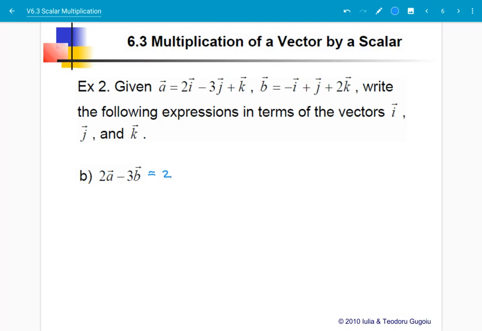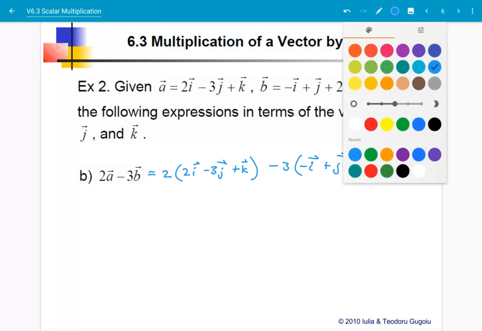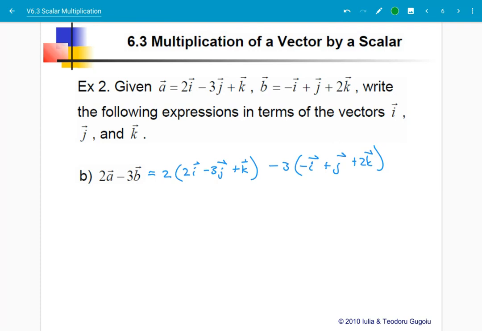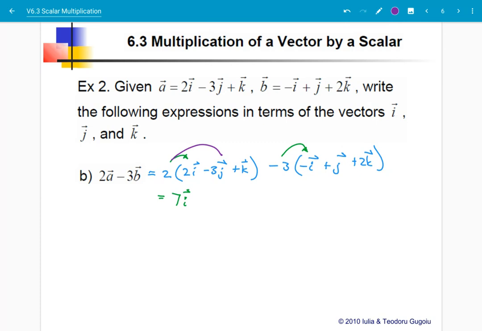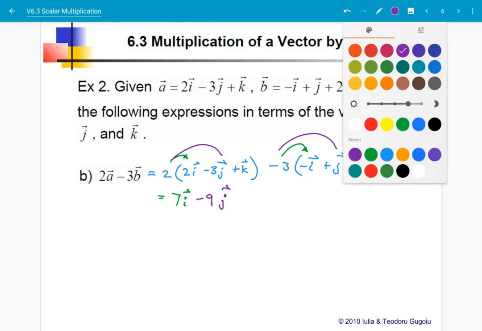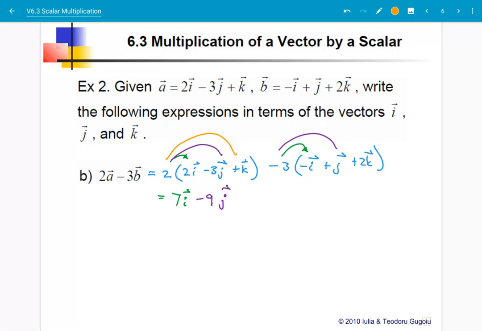So again, start off by writing it out. So 2 times a, 2 times i minus 3j plus k, minus 3 times negative i plus j plus 2k. All right, so I'm going to do this in one step. You can do it in multiple steps, just like you would if it were x, y, and z or something in regular algebra. That's 4 i's. Negative 3 times negative, that's plus 3, so 7i vectors. Negative 6j minus 3j, negative 9j's. And finally, we have plus 2 minus 6, negative 4k vectors.